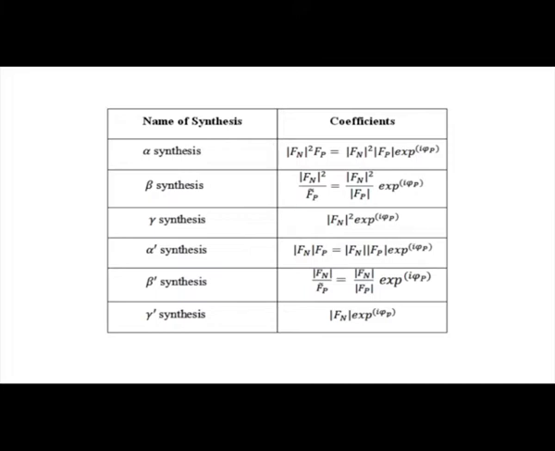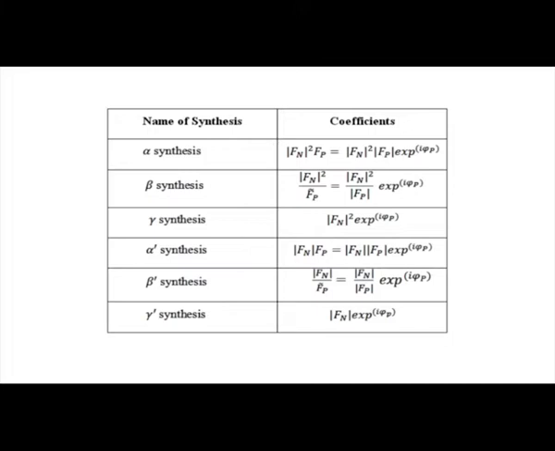Then if you use mod F1 square e power i phi p, that is called gamma synthesis. What do you mean by alpha prime synthesis? Here it is mod F1 Fp. The difference between alpha synthesis and alpha prime synthesis is that in alpha synthesis mod F1 square is used, in alpha prime synthesis just mod F1 is used. But Fp is already mod Fp e power i phi p, because now you are becoming experts in crystallography. A structure factor can be written as an amplitude times e power i phi p.